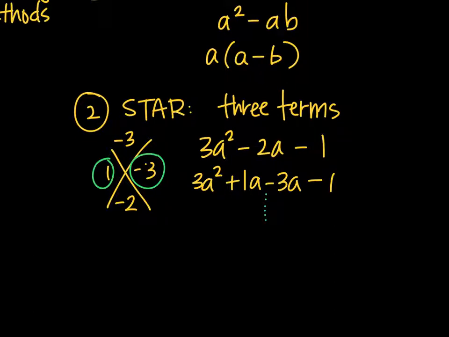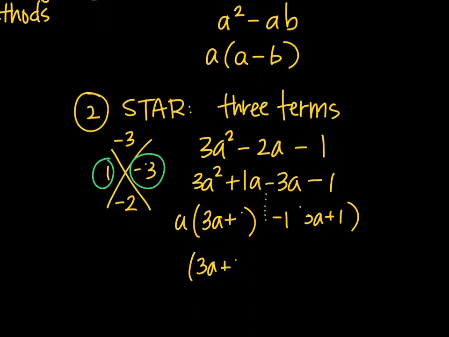So we look at the first 2 parts on the left, and what do those 2 have in common, just the 2 of them? An a. That leaves me with 3a plus 1. On the far side, what do those 2 have as the only thing they have in common? -1, leaving me with 3a plus 1. If you've done it correctly, then you have 2 exact factors that match each other. So 3a plus 1 and a minus 1.